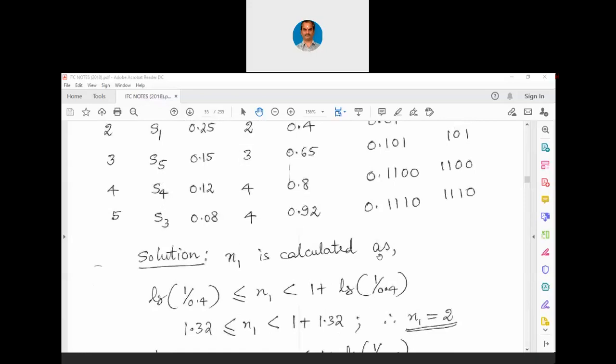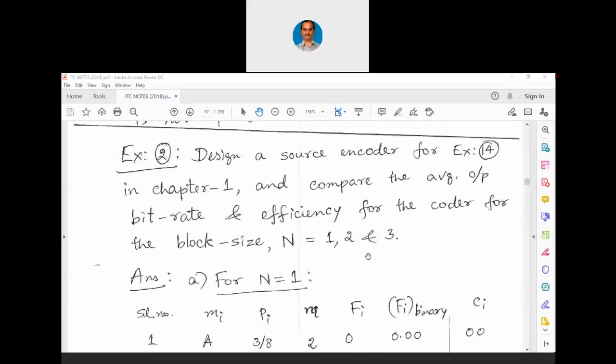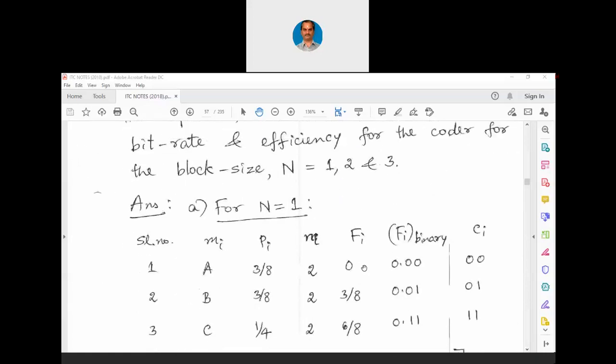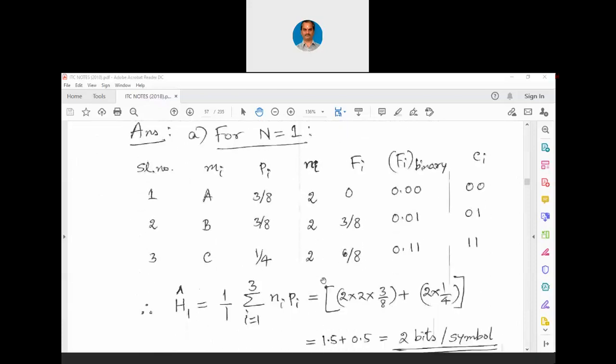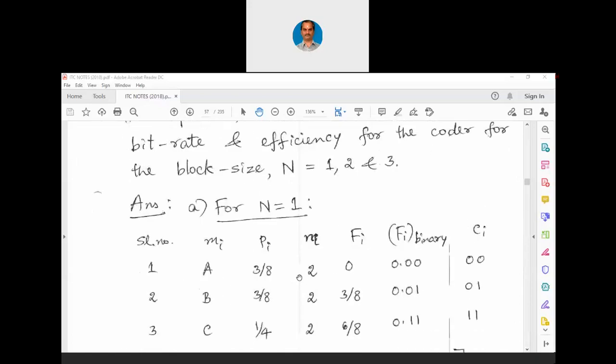Now Ni is calculated. No, I have to go to the problem now. Let us say for n equals 1, I have arranged it as ABC itself, 3 by 8, 3 by 8, 1 by 4. So, for 3 by 8, according to the same rule, we should have Ni in between log of 1 over pi, at the left side it is log of 1 over pi, at the right side it is 1 plus log of 1 over pi. So, for all these three cases, we get Ni as 2 only.